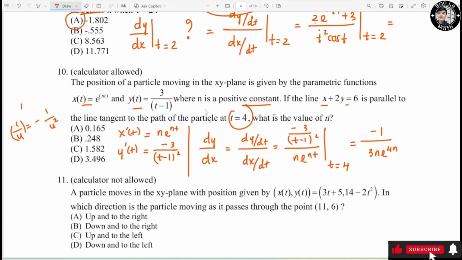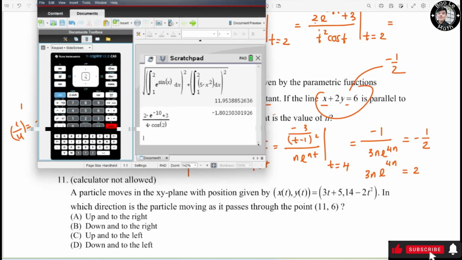And this tangent line is parallel to this line, right? So they have the same slope, right? The slope of this guy is negative 1/2, right? So we're going to let this one equal negative 1 over 2. This guy is the same thing as 3n times e to the 4n equals 2. Now we're going to write these two lines on the calculator.